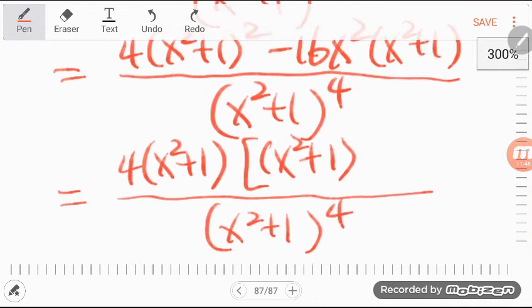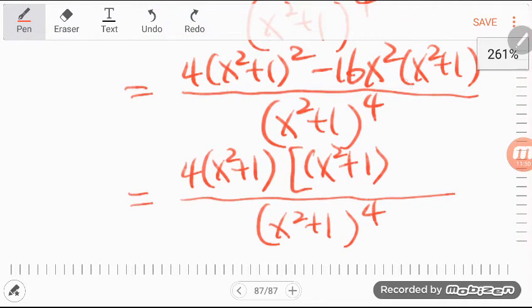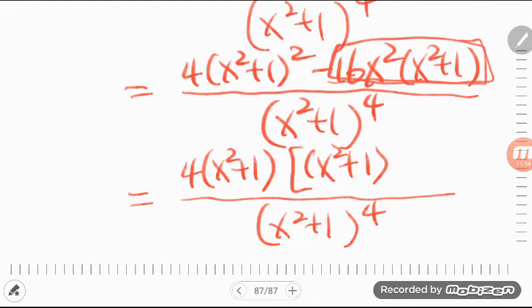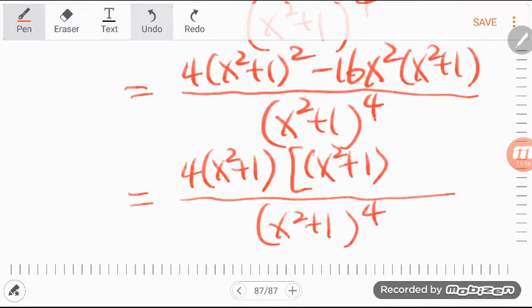Okay. Now let's work on this part. This is the part that we're going to work on. So the negative 16x squared, we already took out the 4, so I'm going to have minus 4, and we also took out the x squared plus 1, right? So there's no more x squared plus 1 left, which is minus 4x squared.